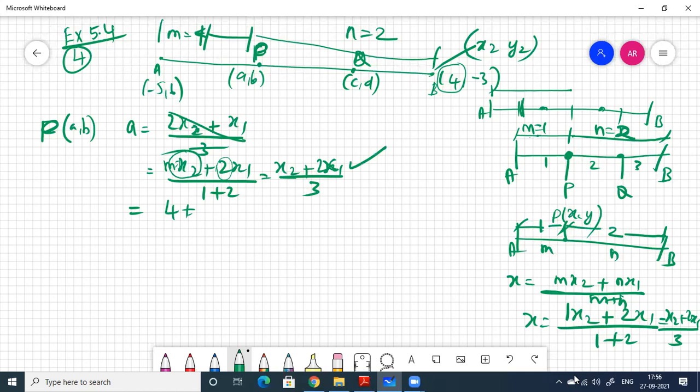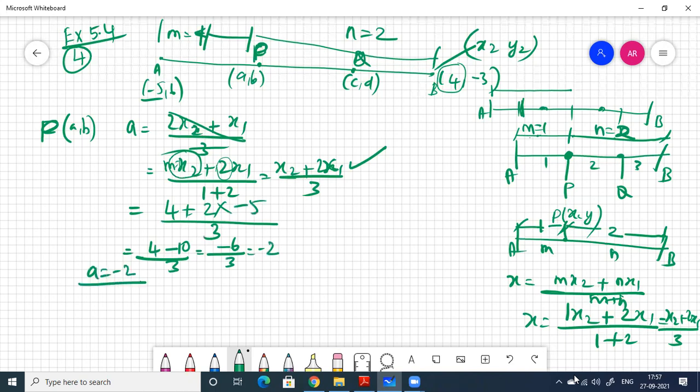Okay, Uncle. Understood. Good. So M into x2, M is 1 here. So x2 is 4 plus 2 into x1. What is x1? x1 is minus 5. 2 into minus 5 divided by 1 plus 2 is 3. That is equal to 4 minus 10 divided by 3. 4 minus 10 is minus 6 by 3, that is equal to minus 2. So A is equal to minus 2.